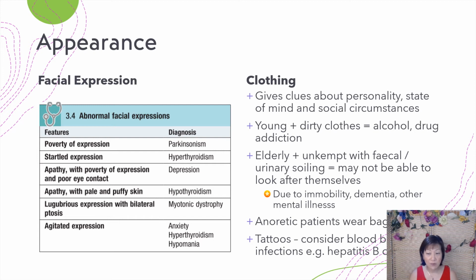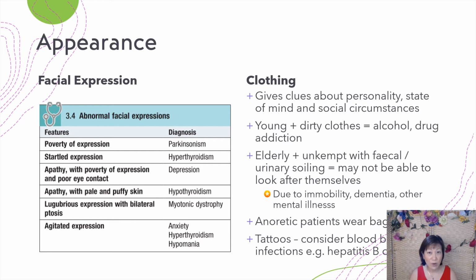Someone who is elderly, unkempt looking, with fecal and urinary soiling, may not be able to look after themselves, and so they could be living alone, or they could be immobile, or have dementia, or maybe some other form of mental illness.